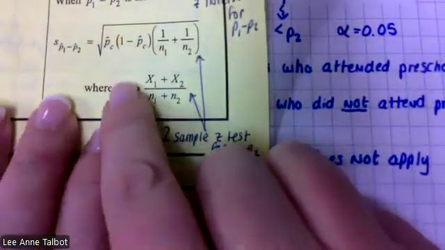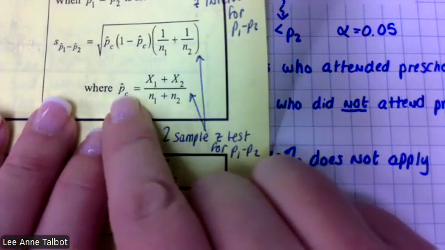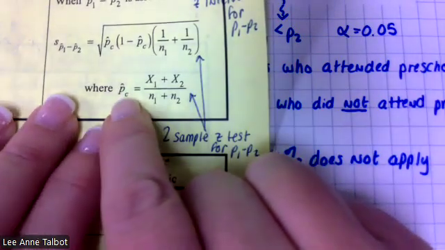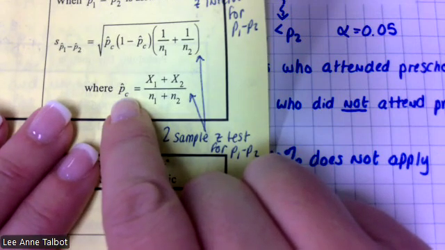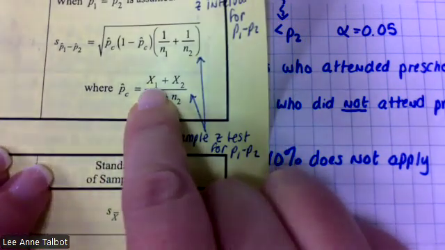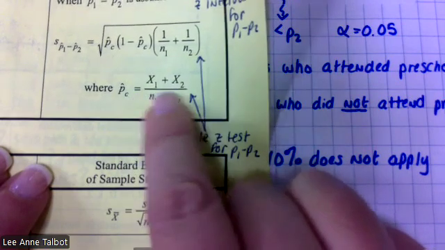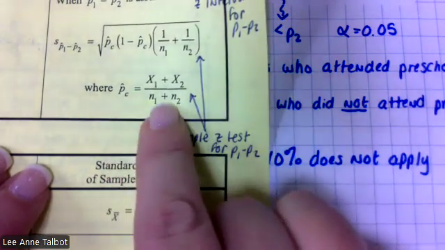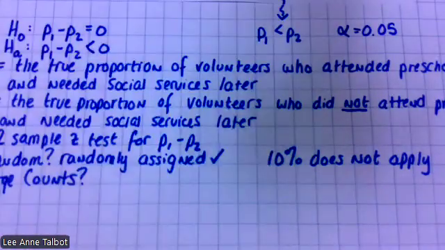Okay, this guy's name is p hat pooled or p hat combined. It's a C for combined, but you always hear it called pooled. I don't care if you say pooled or combined, either one is fine. Okay, this is the success of the first sample plus the success of the second sample over the total of the first sample plus the total of the second sample. So we're going to find that first.